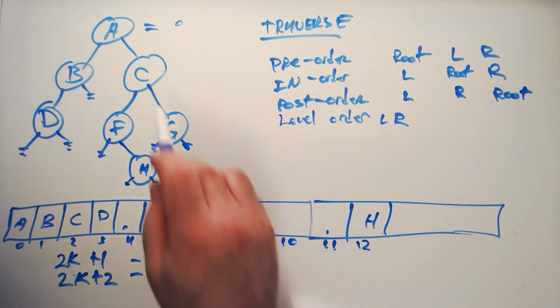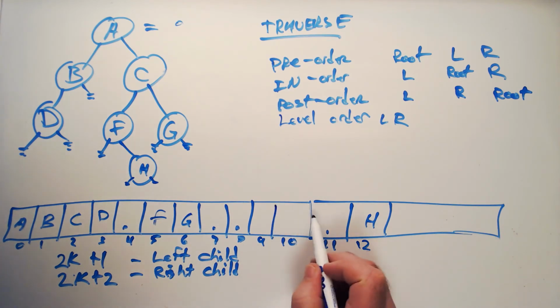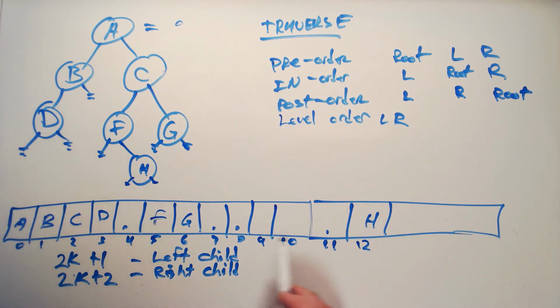What did we not yet do? The right child of C, which is at 2, which should be 2 times 2. That's 4 plus 2 is 6, right? So that's where G goes. And you can see this is all starting to get filled in nicely here.